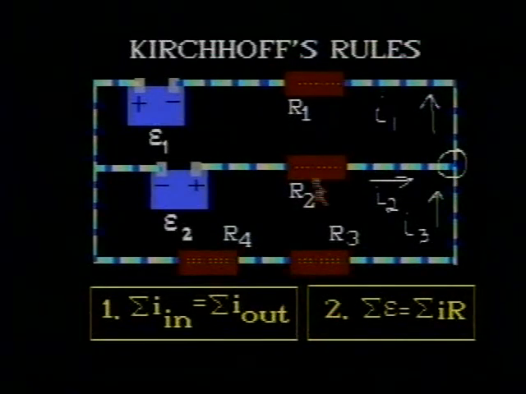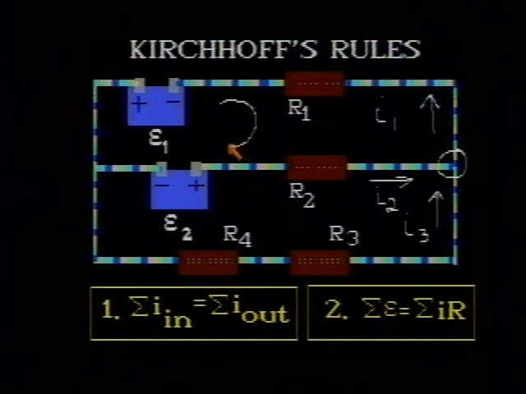We have three choices. There is an upper loop here, a lower loop, and then a loop around the outside. I'm going to choose two of these three loops, the upper loop here, and I'm going to choose a direction to go around the loop as a clockwise direction. The lower loop, I'm also going to go around in a clockwise direction.